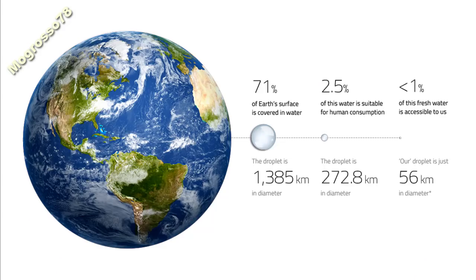Now let's analyze where all that water could come from. Chapter 7, verses 19 and 20: And the waters prevailed exceedingly upon the earth, and all the high hills that were under the whole heaven were covered. Fifteen cubits upward did the waters prevail, and the mountains were covered.